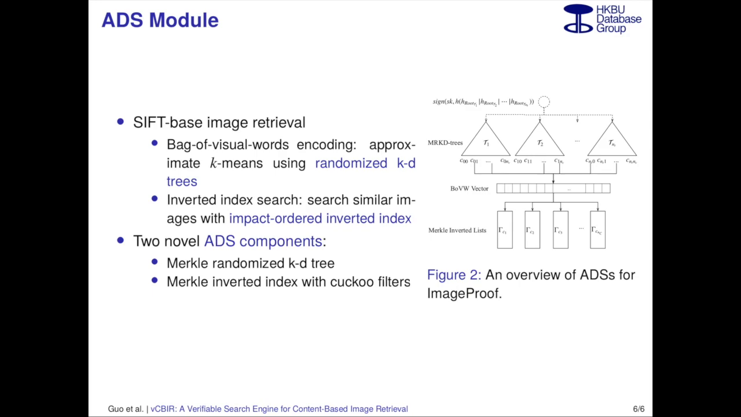The main module is the ADS module, proposed in our previous paper. The ADS is built on SIFT-based image retrieval, which consists of two parts. Bag of visual words encoding uses a randomized KD tree and inverted index search. The ADS consists of two components: a Merkle randomized KD tree and a Merkle inverted index with cuckoo filters. We have briefly introduced our vCBIR. Now we would like to show our engine under different scenarios.